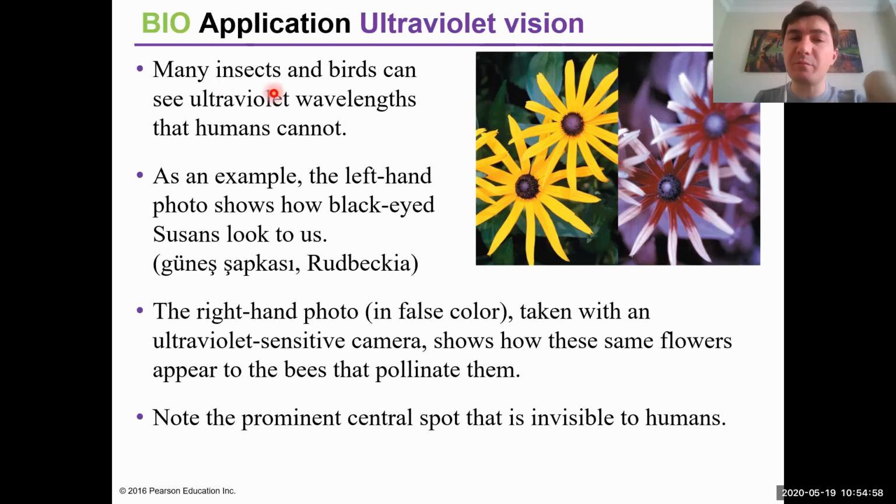But insects, bees, and birds can see like this. Completely different from our vision. You see? So the right picture was taken with a UV sensitive camera, okay? So it shows how these same flowers appear to the bees that pollinate them. So bees can see like this, but we can see like this. So this is the importance of the UV vision for some animals.